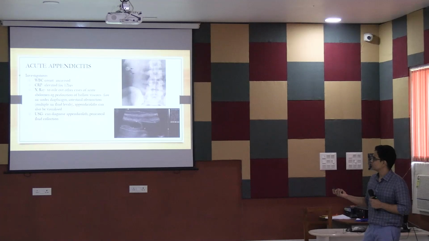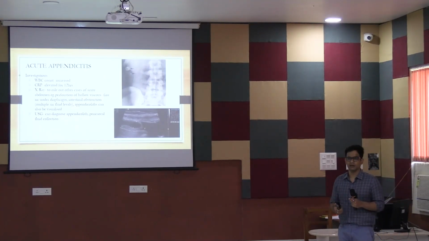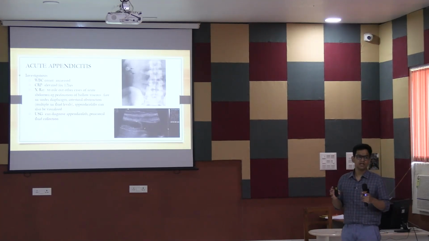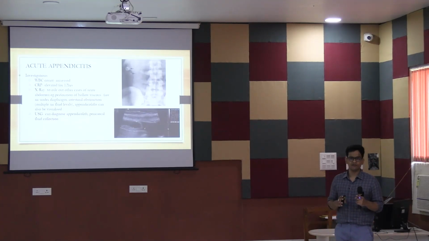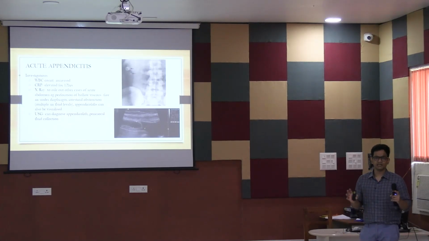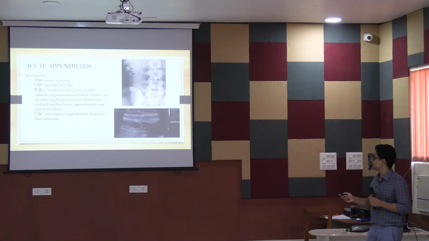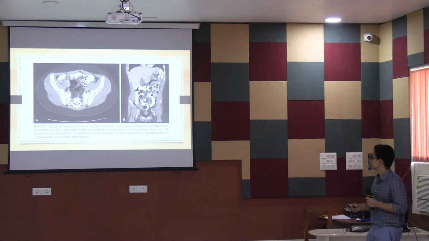USG is done to diagnose appendicolith, periappendiceal fluid collection, and appendicitis. All these can be seen on USG. And obviously, if the patient is presenting with peritonitis, there will be gas under the diaphragm. Does anyone know that gas under the diaphragm can be due to peritonitis and also another condition that mimics peritonitis, but is not actually peritonitis? Does anyone know? No. It is called Chilaiditi, where bowel loops are present above the liver. In that case also you can see gas under the diaphragm, but that is not typically peritonitis.